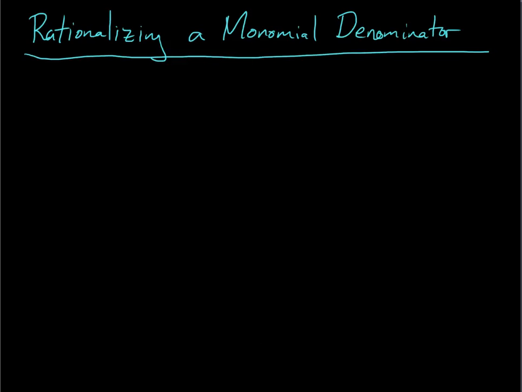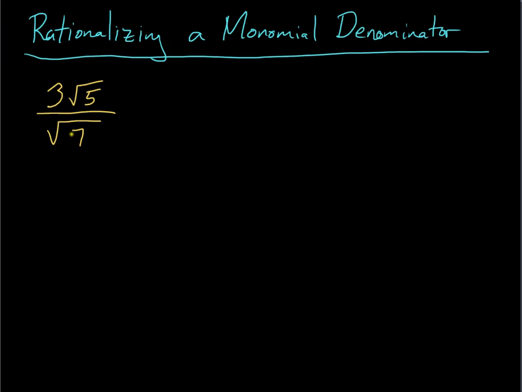Alright, in this video we're going to talk about rationalizing a monomial denominator. Which again, monomial means there's just one term on the bottom. So we've got something like, I don't know, say 3 root 5 over root 7.